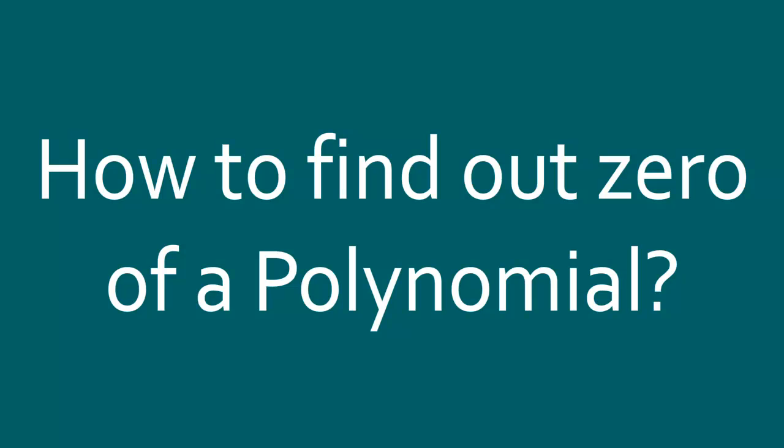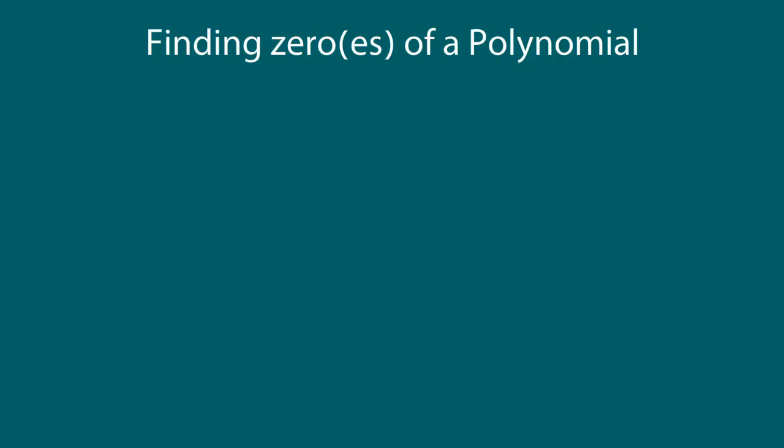How do we find out the zero of any polynomial? So let's say we have a polynomial. Let's write a sample polynomial. So let's say we have 3x minus 15. We want to find out the zero or the zeros of this polynomial.